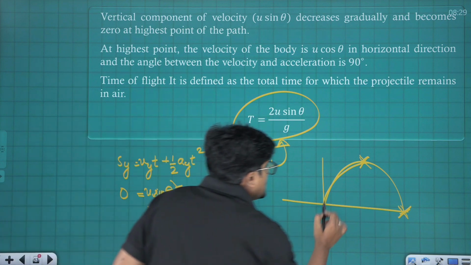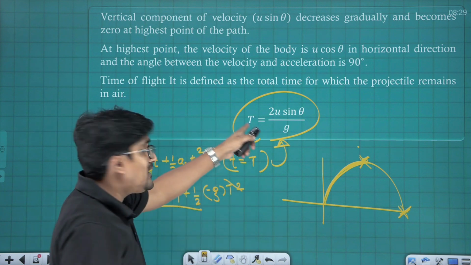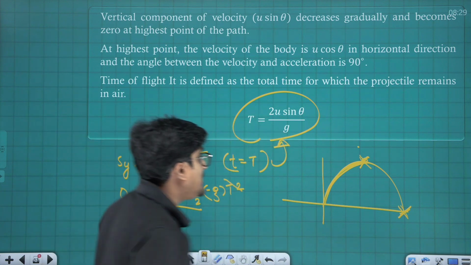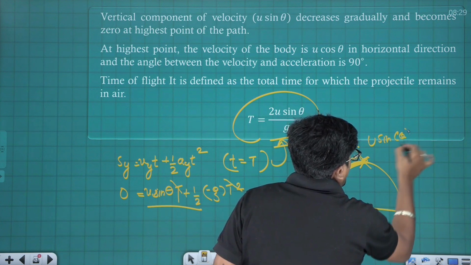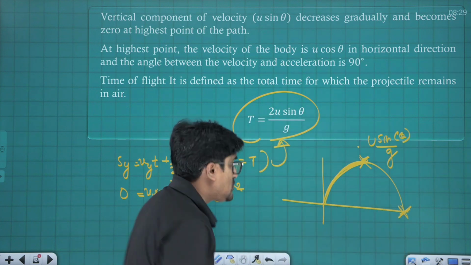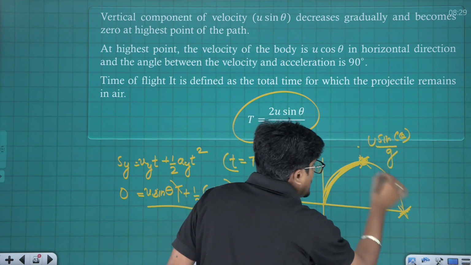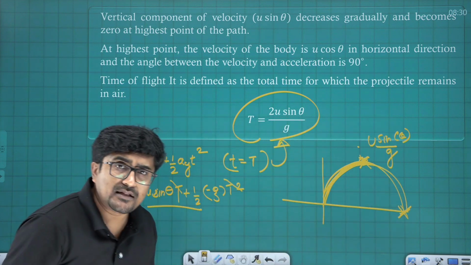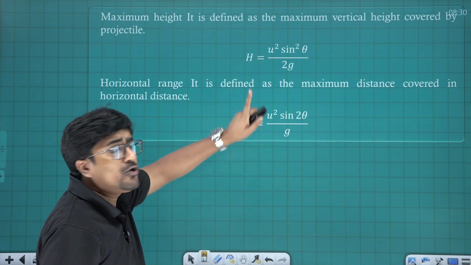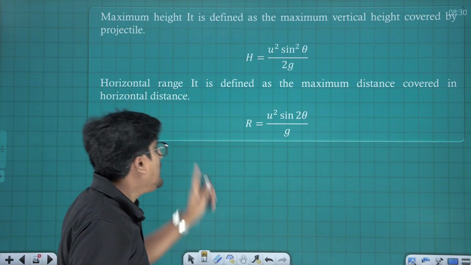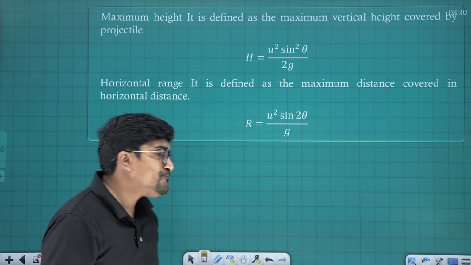The time taken by the body to reach from here to the top is exactly going to be half of this. That means it's going to be u sin theta by g. So the time taken by the body to reach from here to here is u sin theta by g, and for the complete journey it is 2u sin theta by g. The next one is the maximum height. There the expression is going to be u squared sin squared theta divided by 2g, and for the range it's going to be u squared sin 2 theta by g.